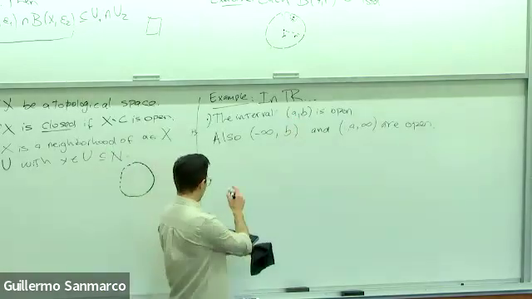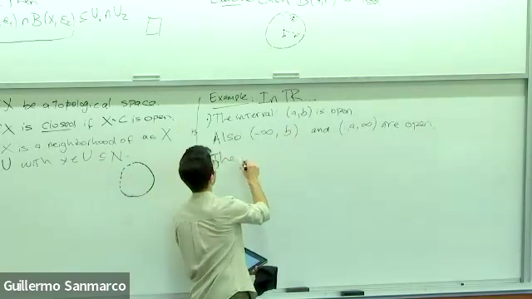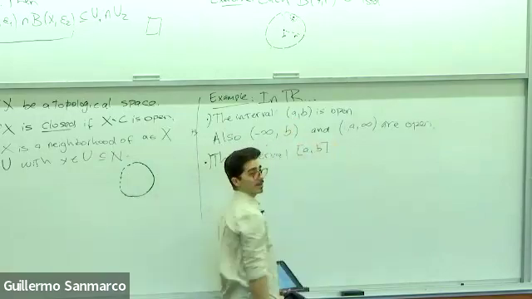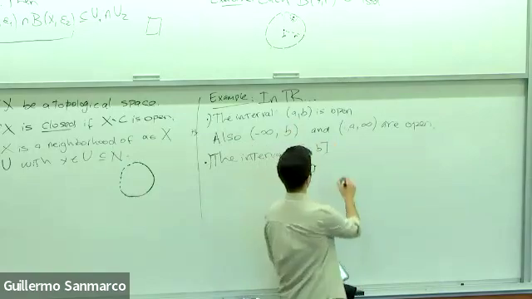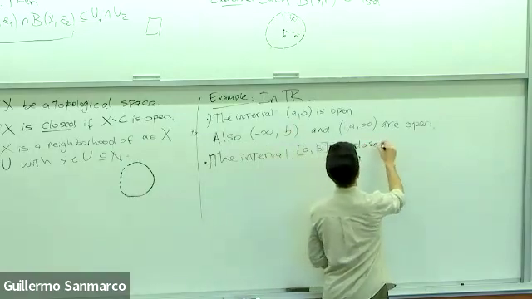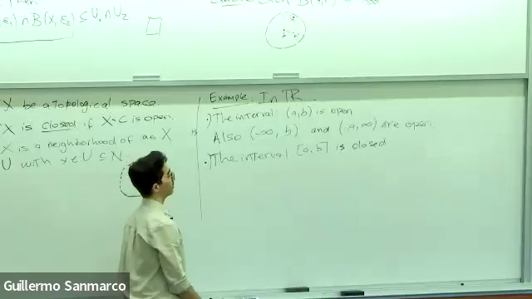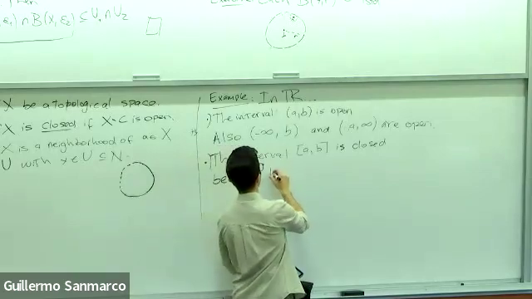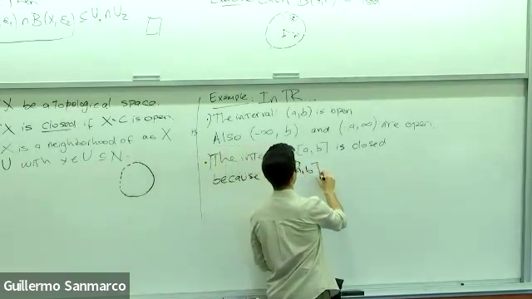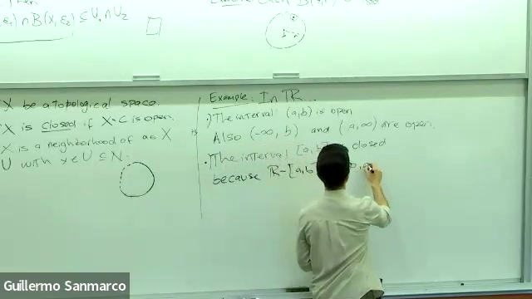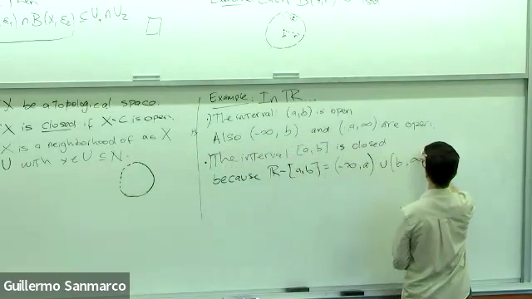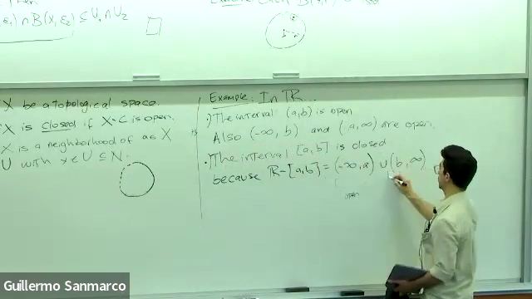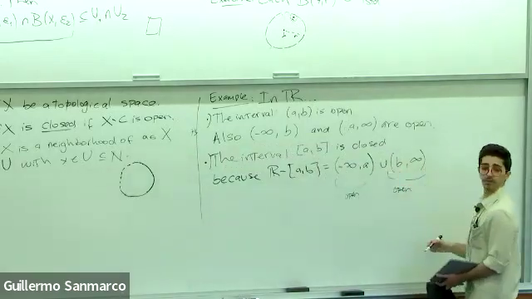And then this closed interval [a, b] is closed. And that's just because, here we can give an argument, because the complement of this guy is just negative infinity to a union b to positive infinity. And this guy is open. This guy is open. So a union of opens is open.